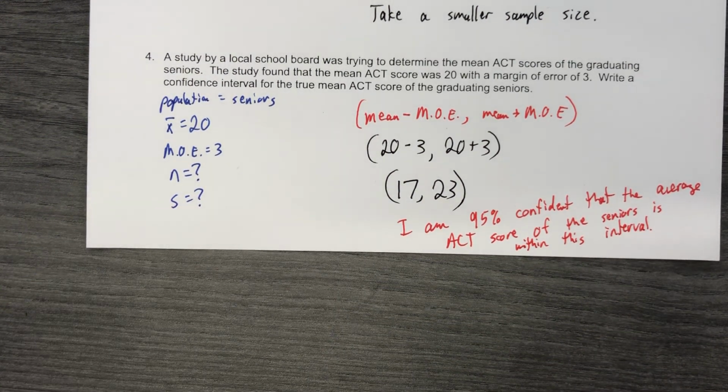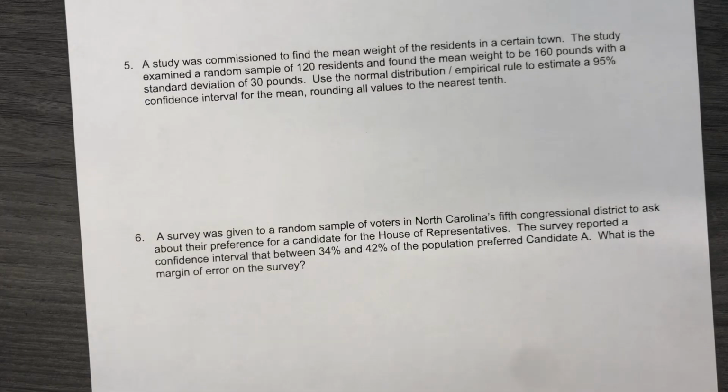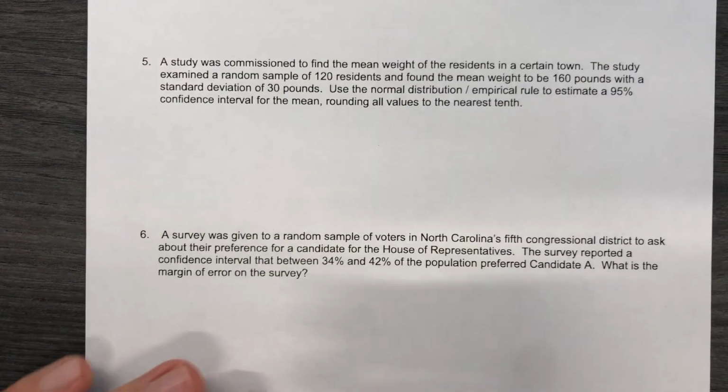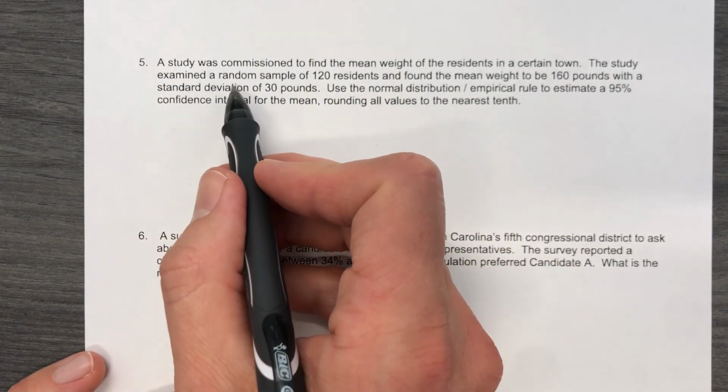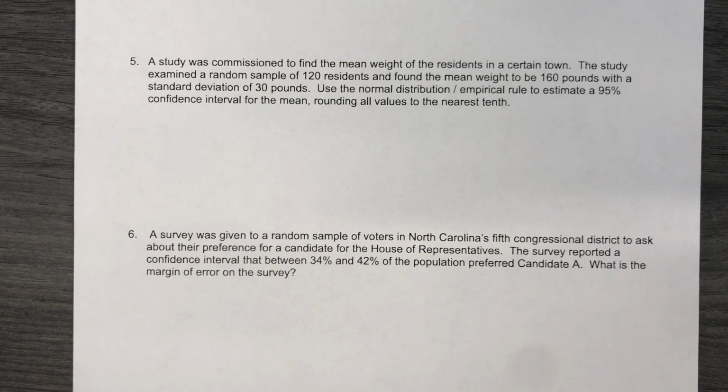Okay, let's do a couple more problems. Fun times. All right, a study was commissioned to find the mean weight of residents in a certain town. I don't want to be the guy that knocks on people's doors and asks people how much they weigh, but whatever. A study examined a random sample of 120 residents. Now, was it biased? I don't know. Did they go to one place rather than another? Did they go to younger people rather than senior citizens?